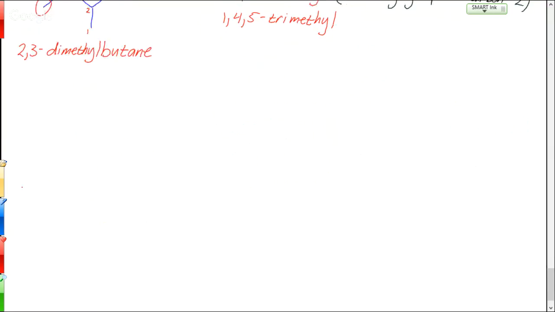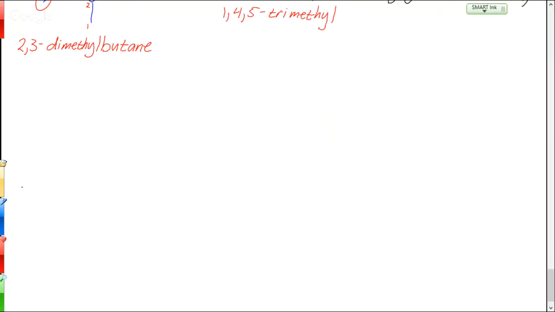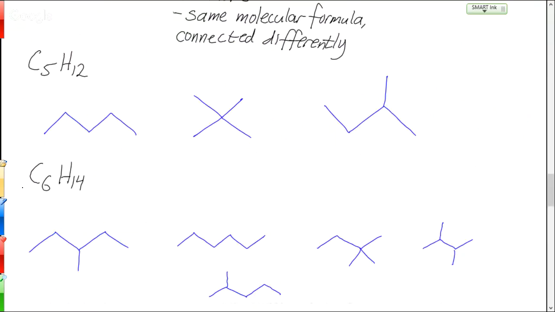Okay, let's try when they get a little bit bigger. Those were all our isomers, by the way, besides just regular hexane.